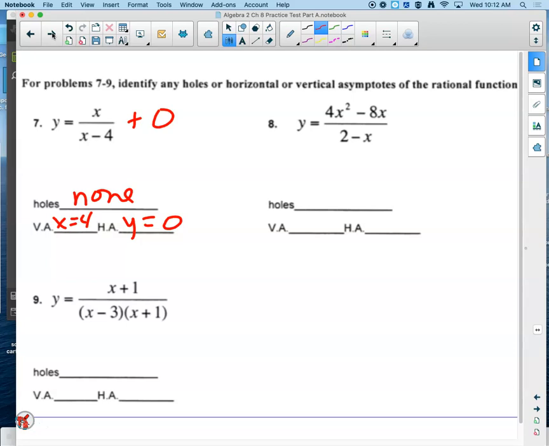All right, let's look at 8. Is 8 factorable? Oh, okay. What can we do on the top? A 4 and an x. Oh, that's interesting. Notice I'm not writing the denominator down yet. Caitlin?